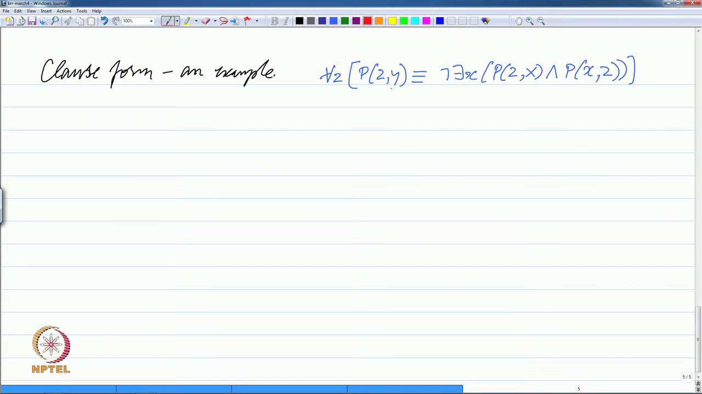is a free variable here, y. So, we add a quantifier here, there exists a y, that is the first step. So, we now have no free variables left and we need to now convert this into clause form essentially.